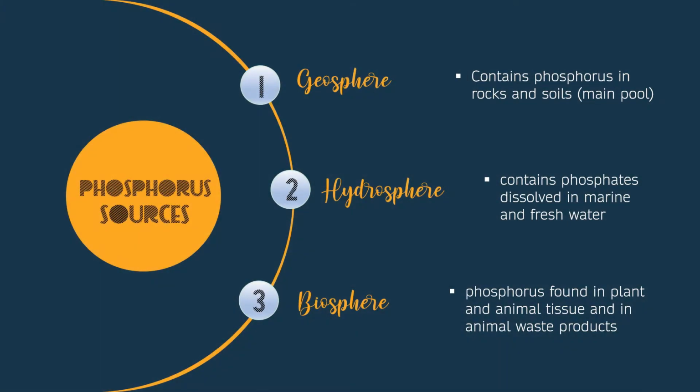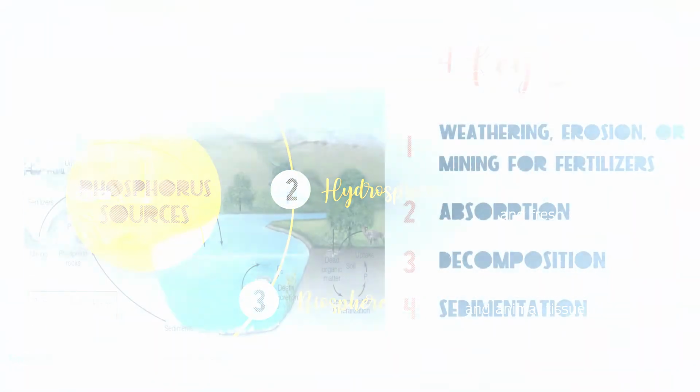There are three phosphorus sources. First is the geosphere, where phosphorus is found in rocks and soil, which are the main pool. Second is the hydrosphere, which contains phosphates dissolved in marine and fresh water. Lastly is the biosphere, where phosphorus is found in plant and animal tissue and in animal waste products.